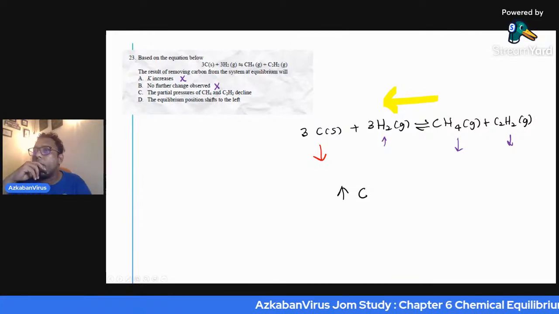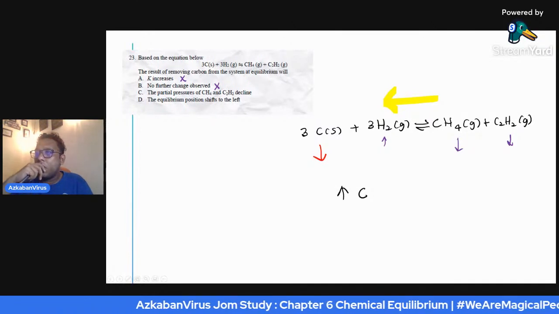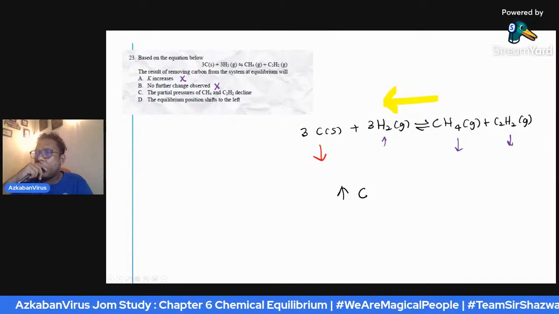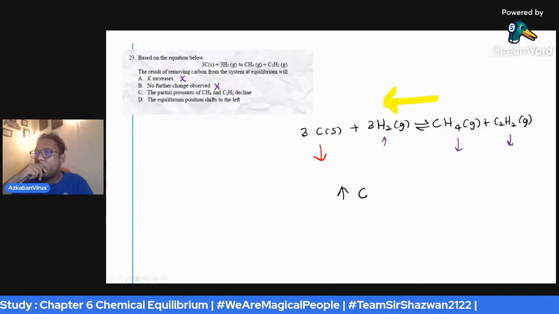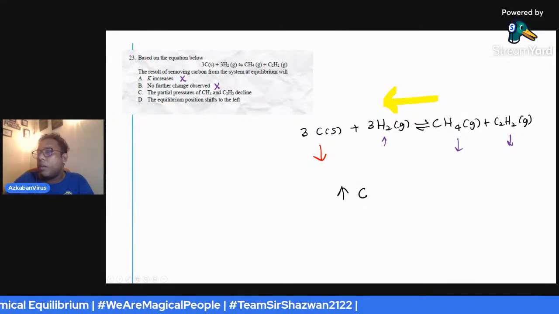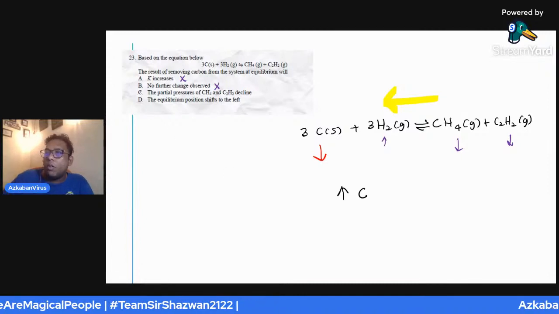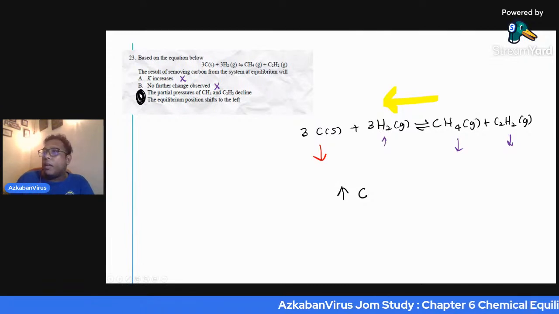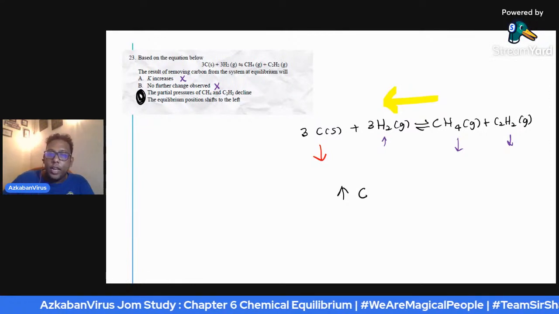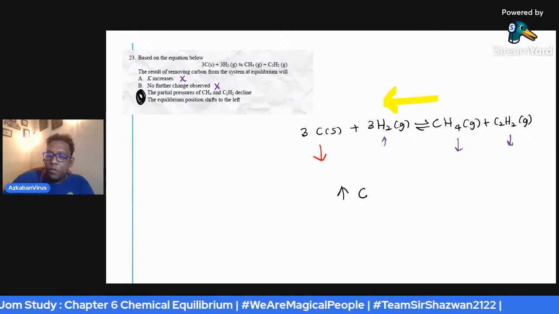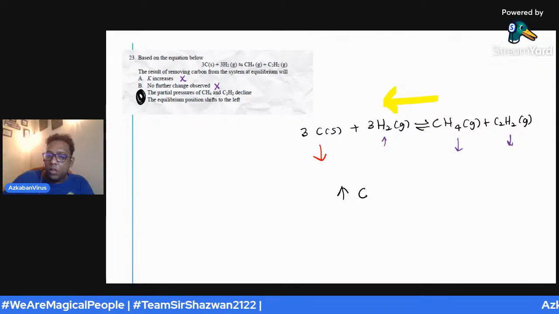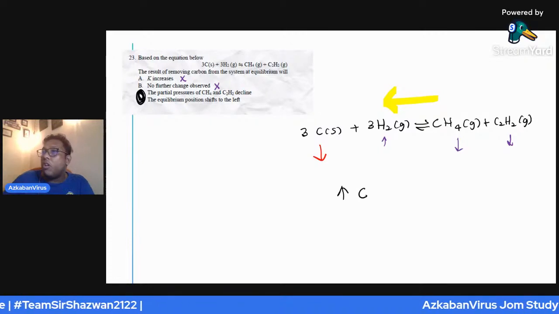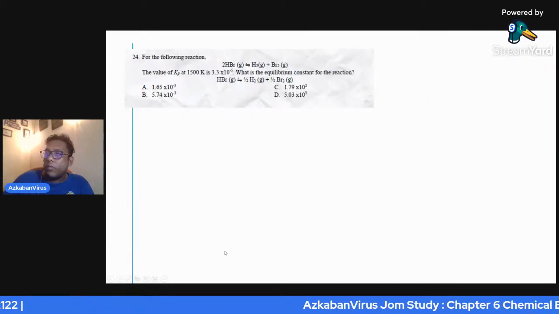Maaflah, ni ada 2 jawapan. Yes, jawapan dia C dan D. Both are correct ni. Sebab memang dia akan shift to the left dan memang jawapan yang partial pressure of CH4 dengan C2H2 akan jatuh. Ada 2 jawapan tu. Next one.